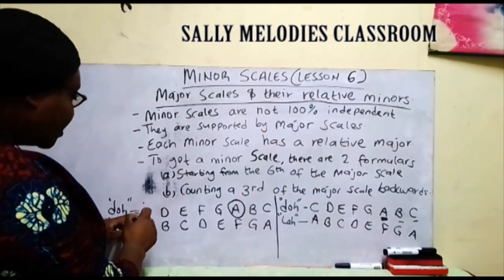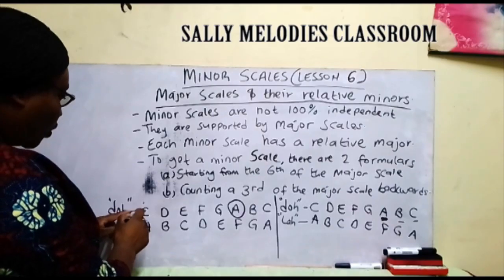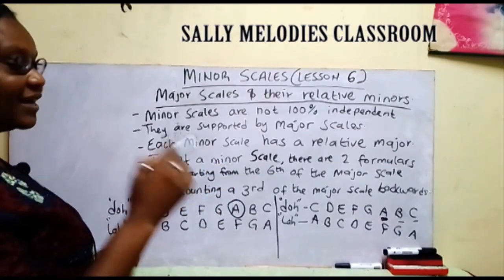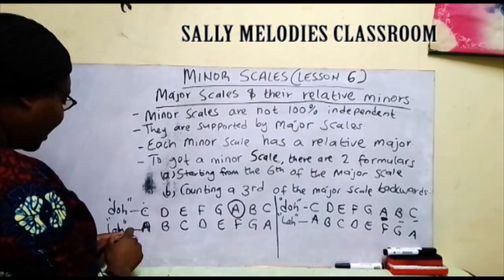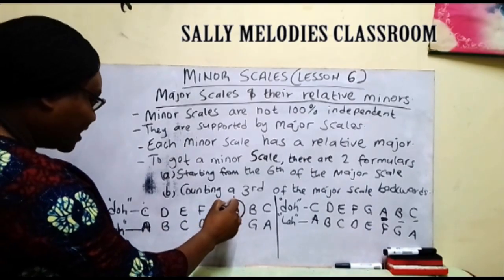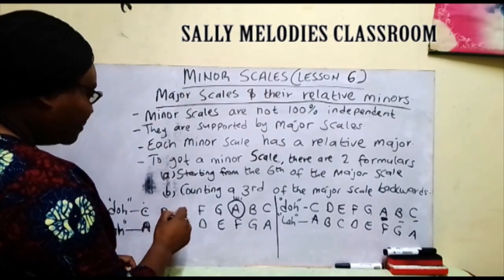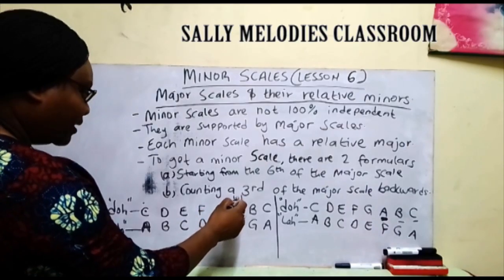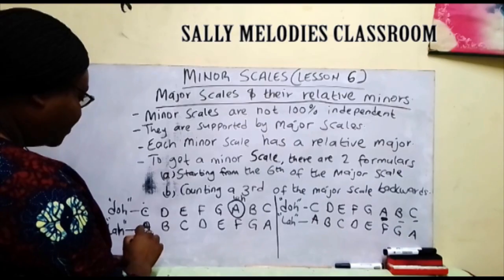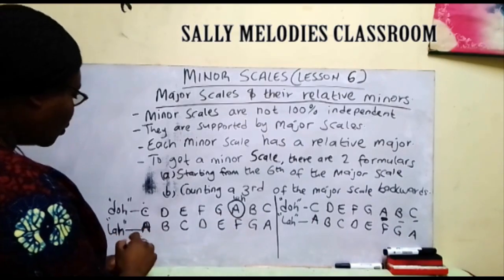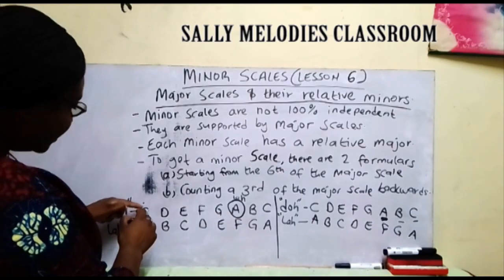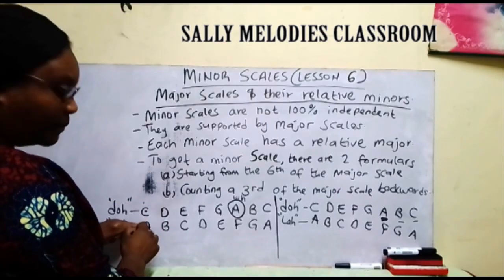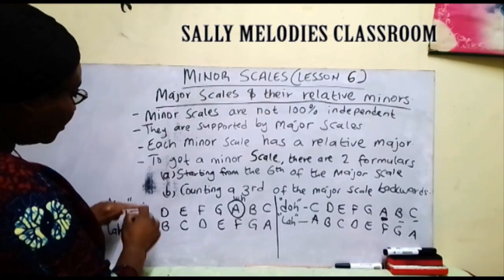Your tonic was C, and that is your Do. But when you come to the relative minor, which is A, you will find that this is La. Do, Re, Mi, Fa, Sol, La. You start from La. You bring this La here, and you make your scale. So you will find that it is either C major or A minor.